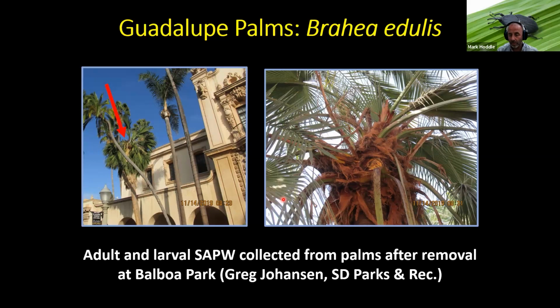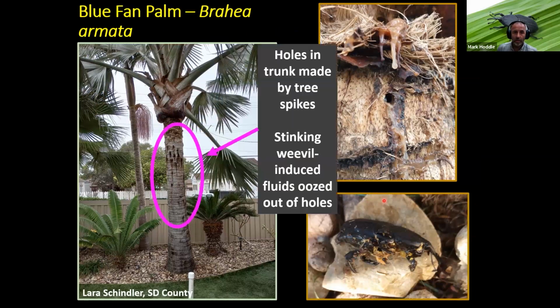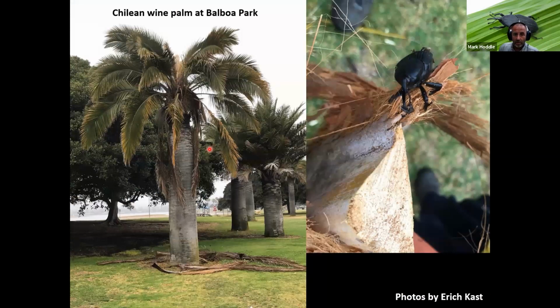Guadalupe palms, Brahea edulis, have been killed. We have these blue fan palms, which have been killed by South American palm weevil. You can see the staining here on the trunk, which is really quite unusual to see because normally most of the activity is up here in the crown. We've had these Senegal palms, Phoenix reclinata, killed off. They seem to really like these Chilean wine palms, Jubaea chilensis, probably because it's got a big thick trunk and a lot of apical meristematic meat sitting at the top here of the trunk for the weevil larvae to feed on. So here's another shot of the Chilean wine palms going down in Balboa Park.